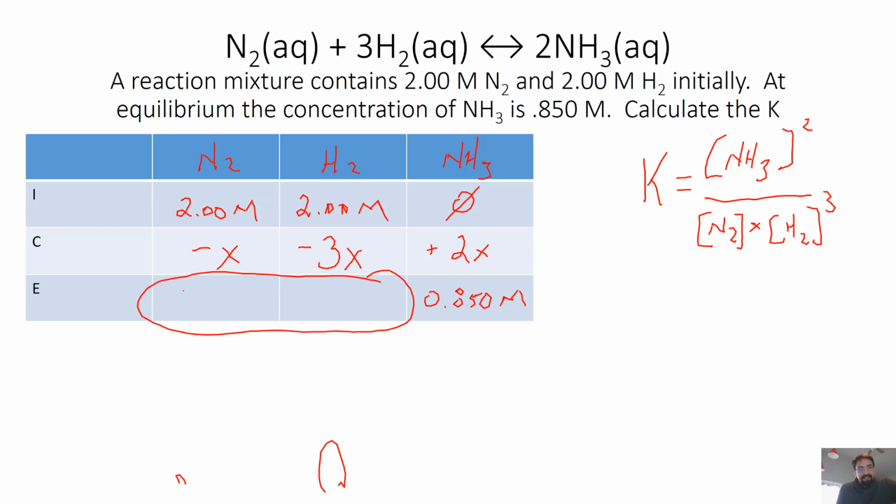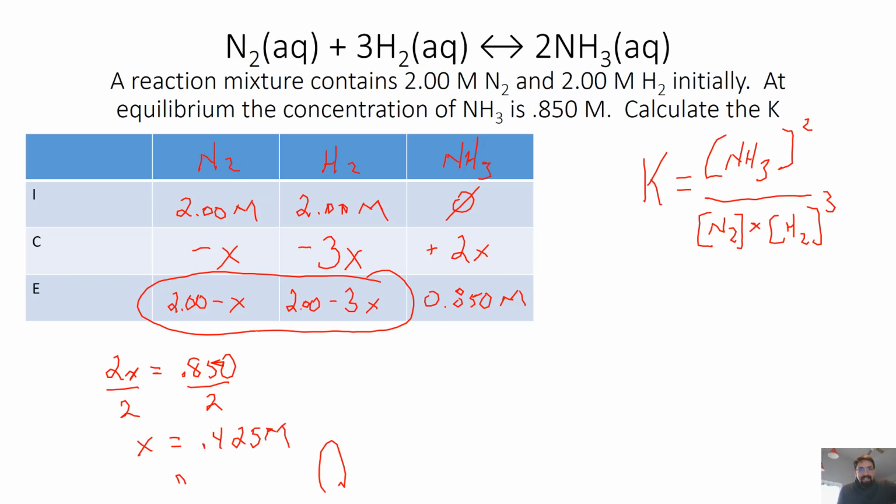What that means is that I can write my N2 at the end as 2 minus X molarity. My H2 is going to be 2 minus 3X molarity. And my NH3 is already given as 0.850, but I said that it was changing by 2X. So this is a relatively simple problem. I'm seeing that 2X is the same thing as 0.850 molar. If I divide both sides by 2, I find out that X is equal to 0.425 molarity.